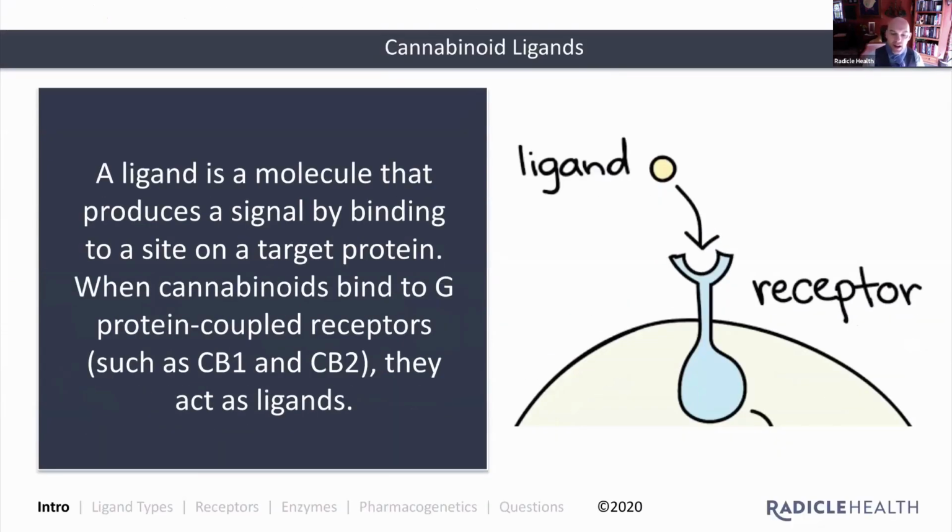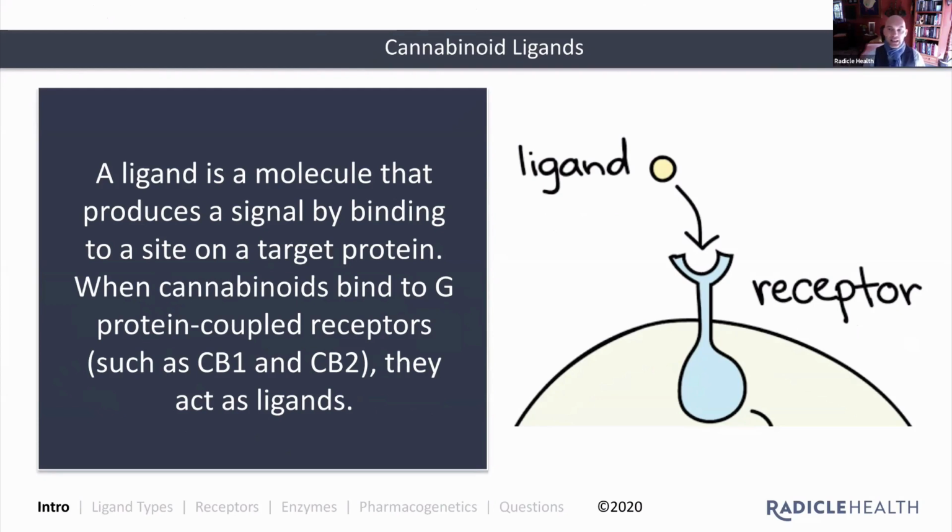So we're going to talk a lot about ligands today. A ligand is simply a molecule that produces a signal by binding to a site on a target protein, by binding to a receptor. So when cannabinoids, for example, bind to G protein coupled receptors like CB1 and CB2, they're acting as ligands.